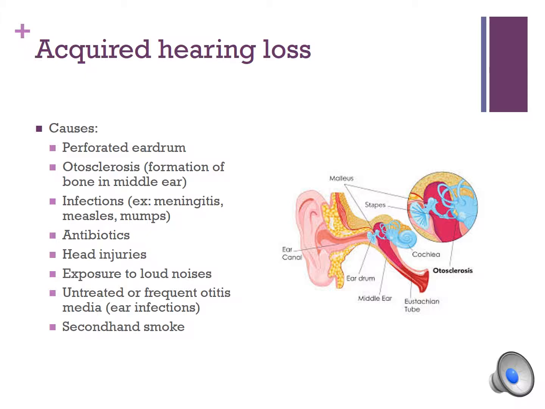Acquired hearing loss could be from external or internal factors. For example, an internal factor would be perforated eardrums, which is a damaged eardrum, which could also be from exposure to loud noises or head injuries. Otosclerosis, which is the formation of bone in the middle ear, which should not be there, as seen in the image on the right. Or infections could also cause this hearing loss. External factors could be exposure to loud noises, head injuries, untreated or frequent otitis media, or exposure to secondhand smoke.